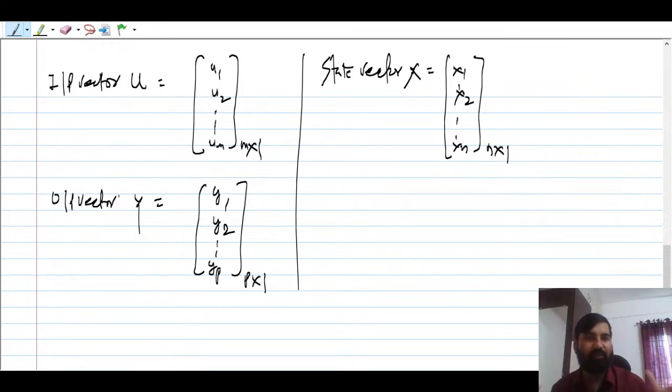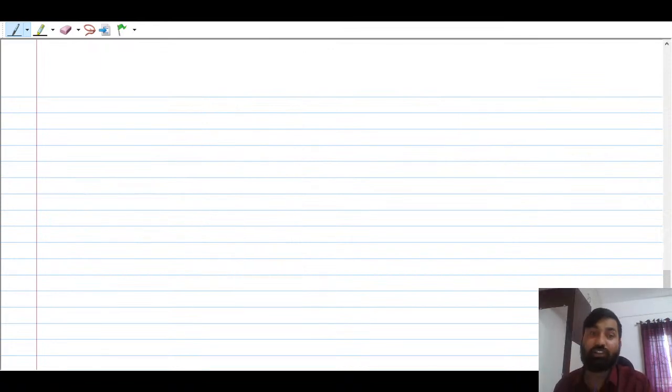Suppose you are considering multi-input, multi-output, there will be an input vector and an output vector. You are simply solving a linear algebra problem. In state space analysis, this is what you have to do. Now let me recall the equation. The state equation is x dot, the differentiation of the state vector, equal to Ax plus Bu.